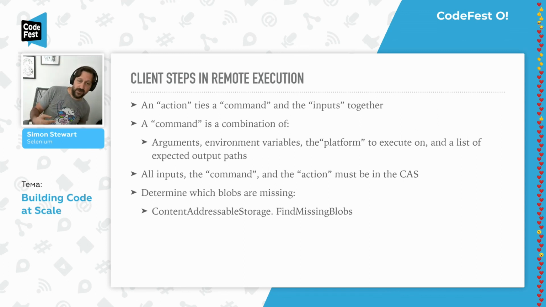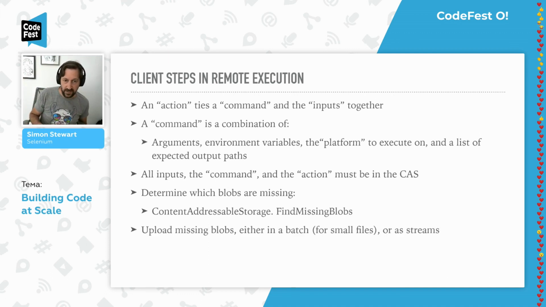That sounds like a lot of network work. So what we do is we determine which blobs are missing by asking the cache what's missing. So we send all the hashes that we know that we're going to need, and it returns a list of hashes that are missing. We upload those either in a batch for small files or as streams. And then we execute the action and await the response.